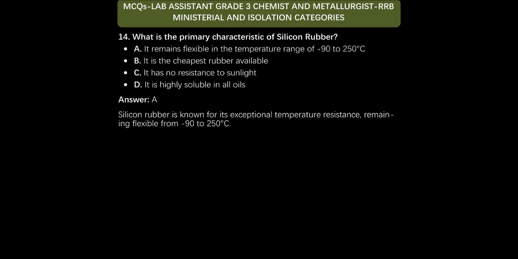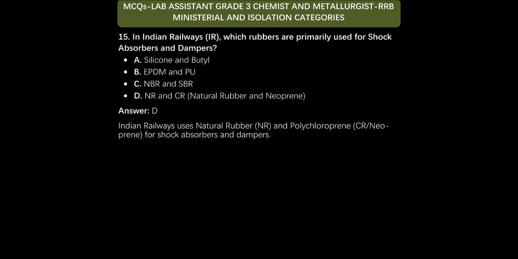What is the primary characteristic of silicone rubber? Option A, it remains flexible in the temperature range of -90 to 250 degrees Celsius. In Indian Railways, which rubbers are primarily used for shock absorbers and dampers? Option D, NR and CR, natural rubber and neoprene.